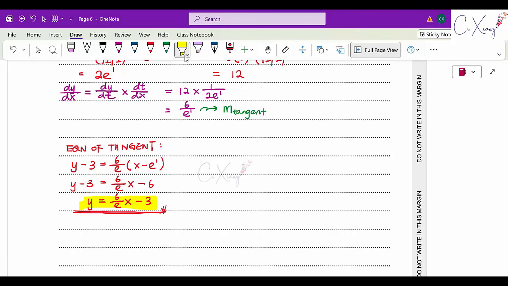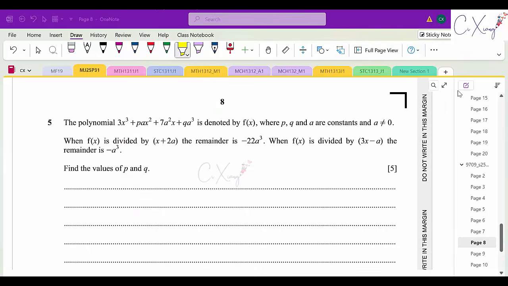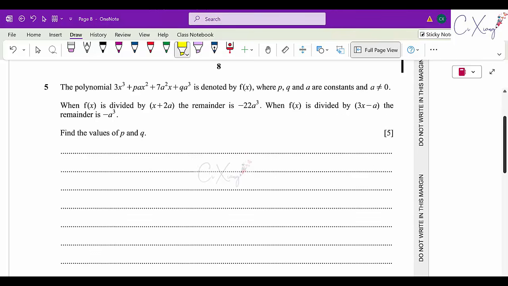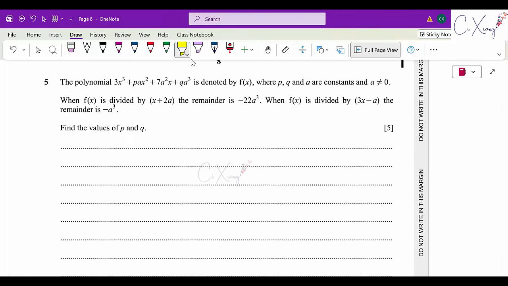So this is how we solve question number 4. Question number 5. We are given a polynomial. Then p, q, a are constants. So there are a few constants here, p, q, and a. Where's the q? Well, the q is at the back. Then when f(x) is divided by this linear divisor, the remainder is negative 22a to the power 3. When it's divided by this one, the remainder is negative a to the power 3. Find the values of p and also q.